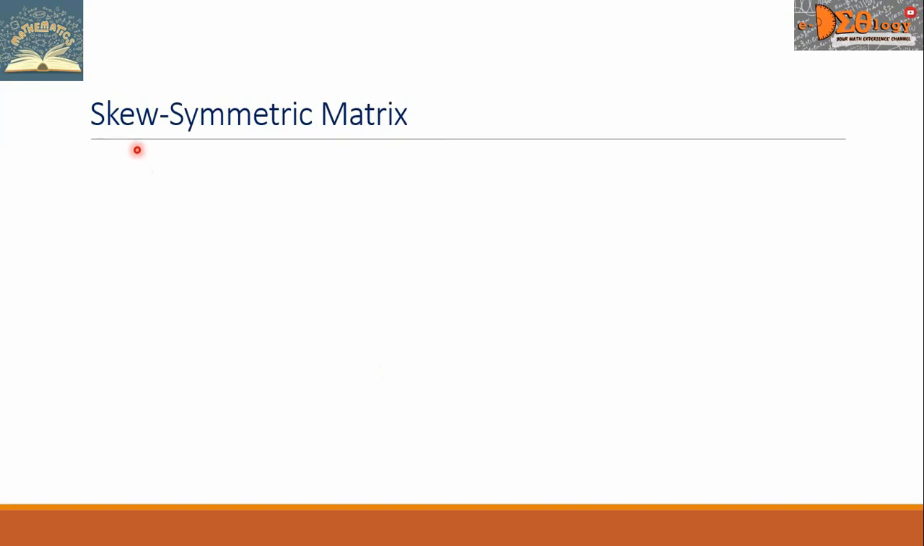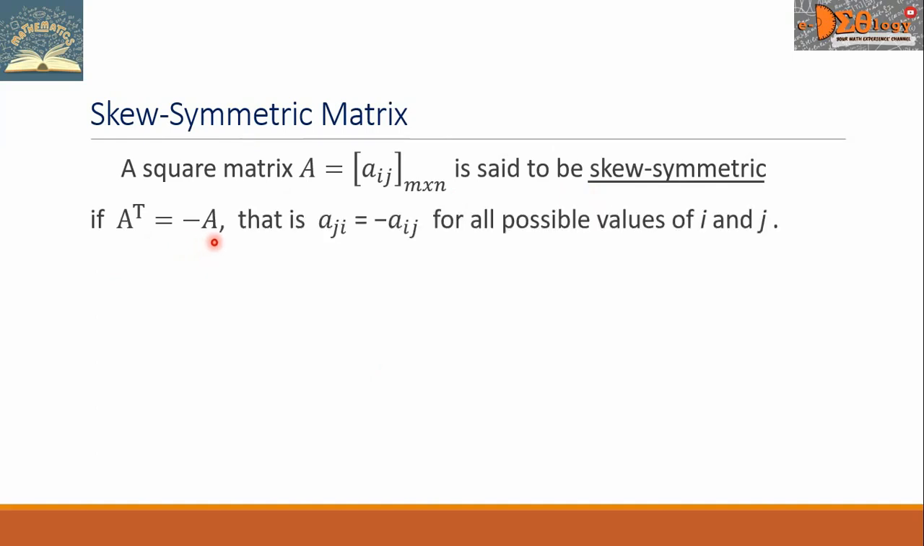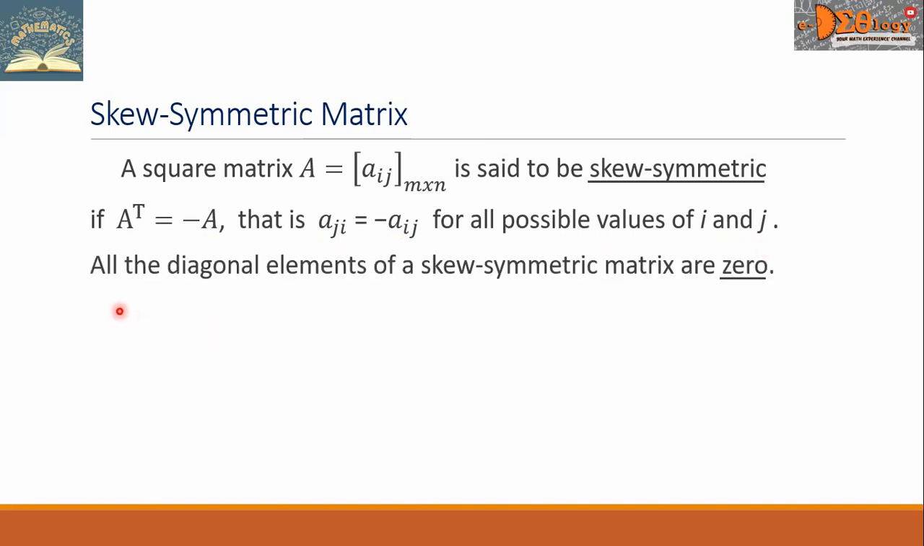Let's go now to skew symmetric matrix. A square matrix A is said to be skew symmetric if A transpose is equal to the negative of the matrix A. That is, the element A sub ji is equal to negative A sub ij for all possible values of i and j. Note that all the diagonal elements of a skew symmetric matrix are 0.